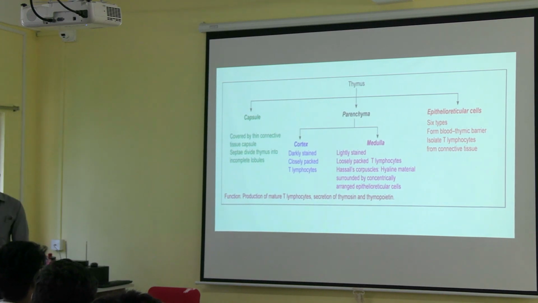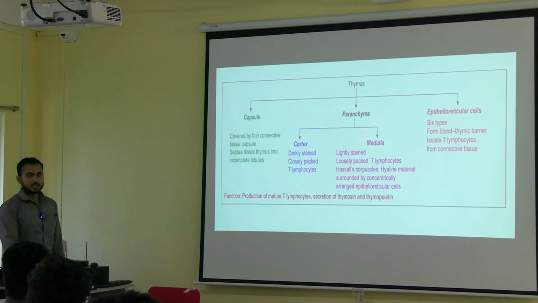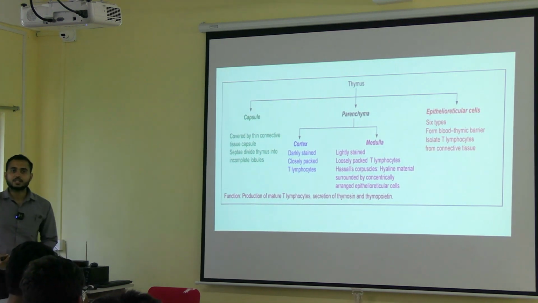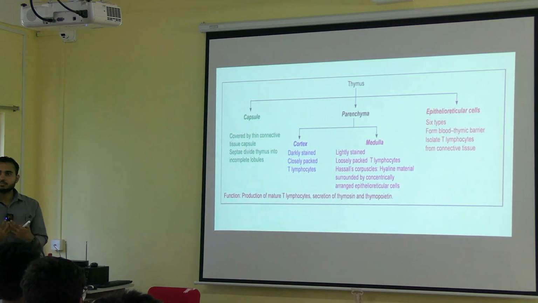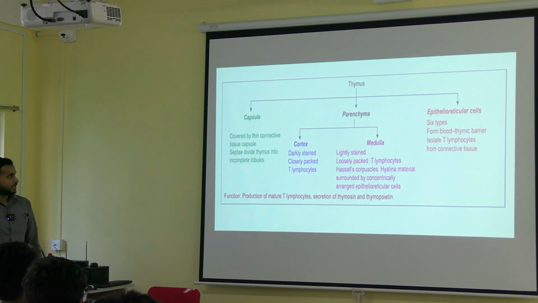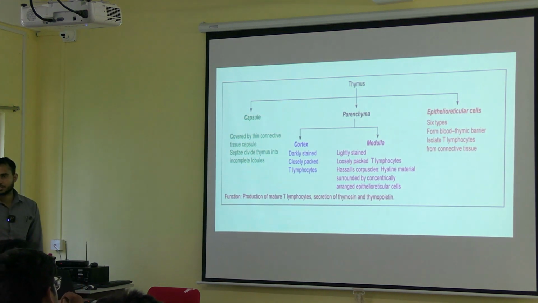Very simple. In case of cortex, closely packed T lymphocytes are there. Why is it darkly stained? Because the aggregation of cells is compact, and more T lymphocytes are present. That's why the cortex is darkly stained. Medulla is lightly stained because loosely packed T lymphocytes are there.